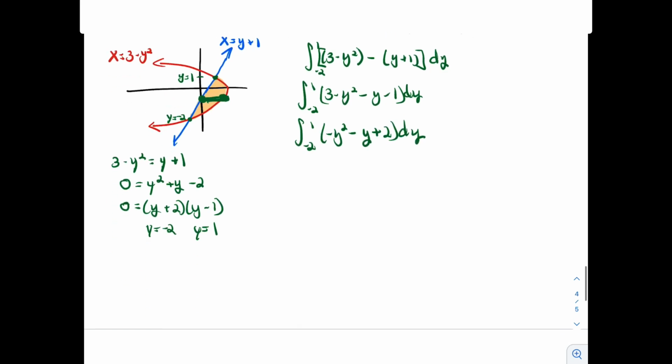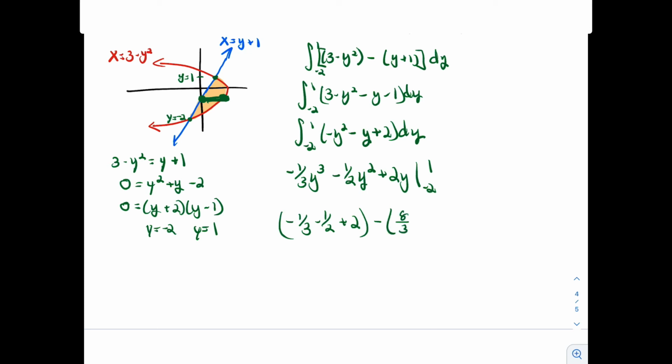And we'll integrate. The integral of this function is -1/3 y cubed minus 1/2 y squared plus 2y, evaluated from -2 to 1. So replacing every y with 1 gives us -1/3 minus 1/2 plus 2. And replacing every y with -2, I get 8/3 minus 2 minus 4. Okay, finding a common denominator and simplifying this down.